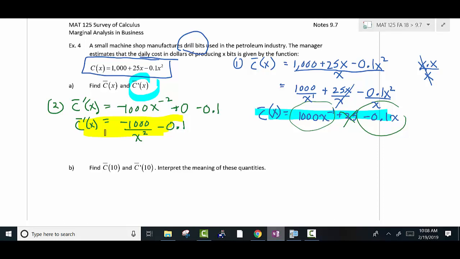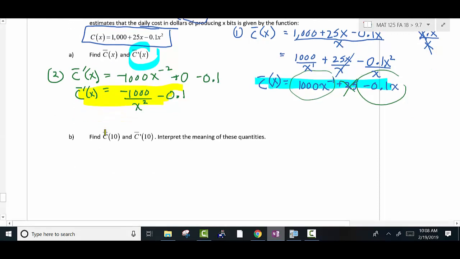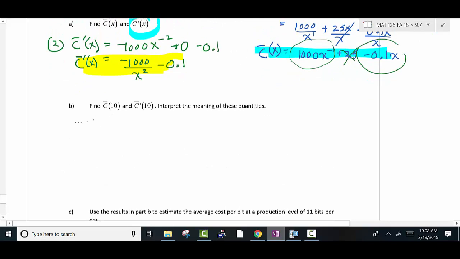So how do you do an average cost? What did I do? Divide by x. Okay, good. Okay, simplify it. Then when we do the marginal, then we do the derivative of each part. Okay? All right. So what we want to do from here now is on part B, we're just kind of doing the interpretation of this and everything.